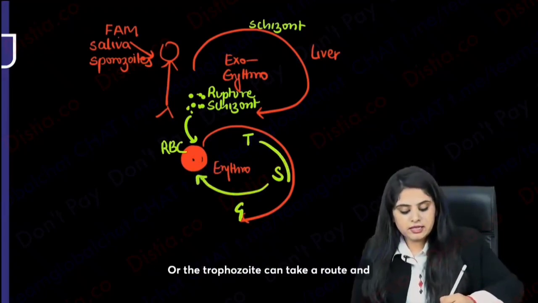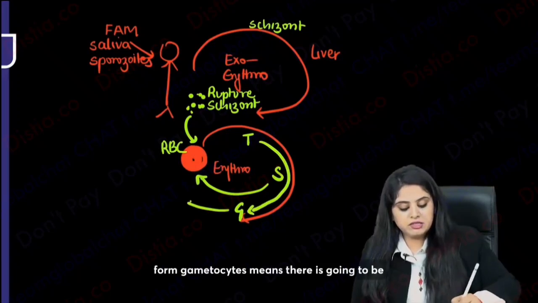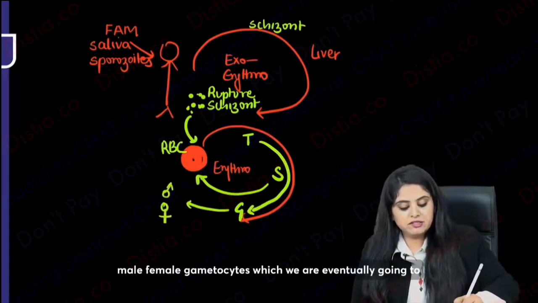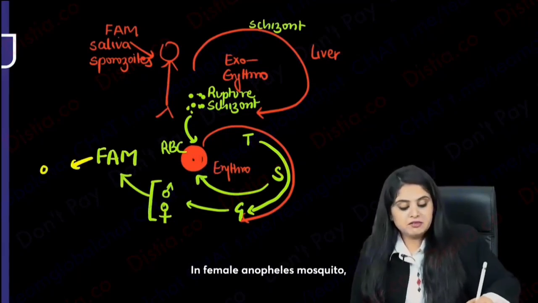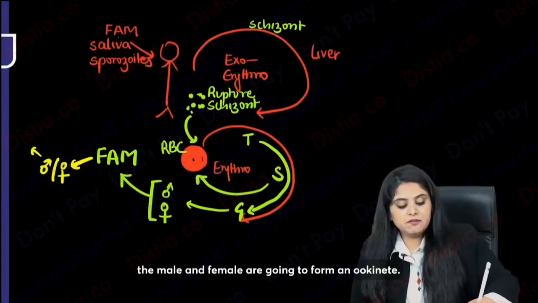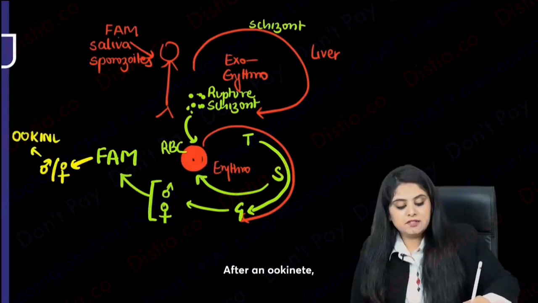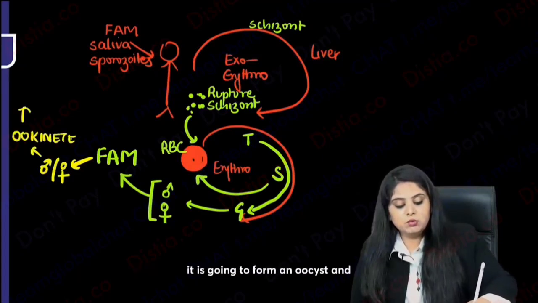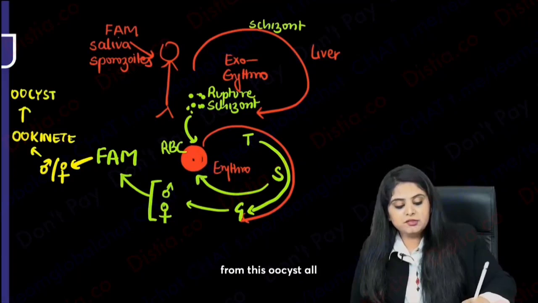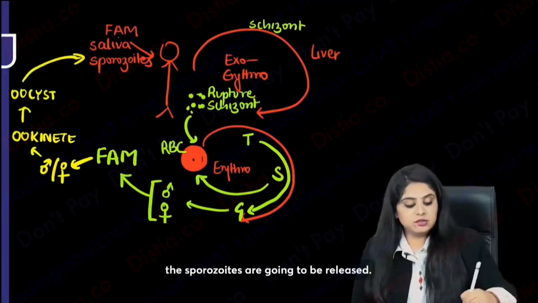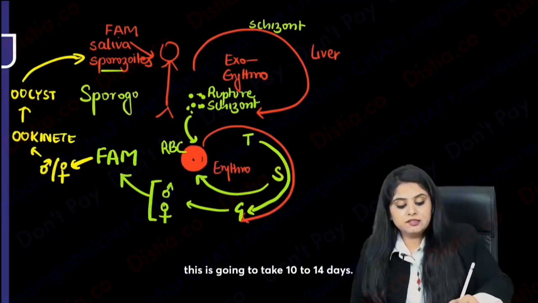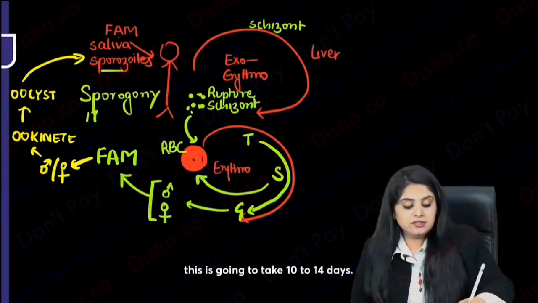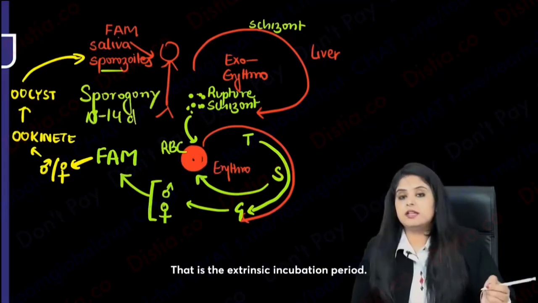Or the trophozoite can take a route and form gametocytes, meaning there are going to be male and female gametocytes, which we are eventually going to give back to the female Anopheles mosquito. In the female Anopheles mosquito, these male and female gametes are going to form an ookinete. After the ookinete, it is going to form an oocyst. And from this oocyst, all the sporozoites are going to be released. This is happening as sporogony, and this is going to take 10 to 14 days. That is the extrinsic incubation period.